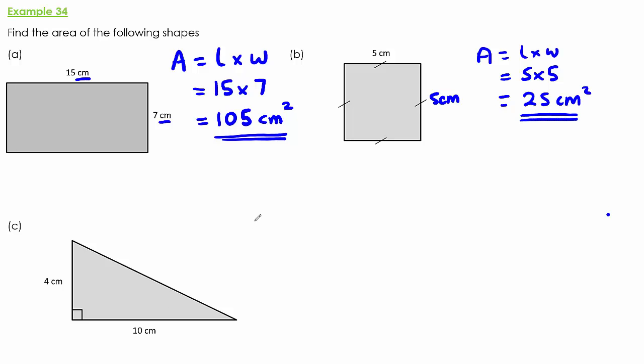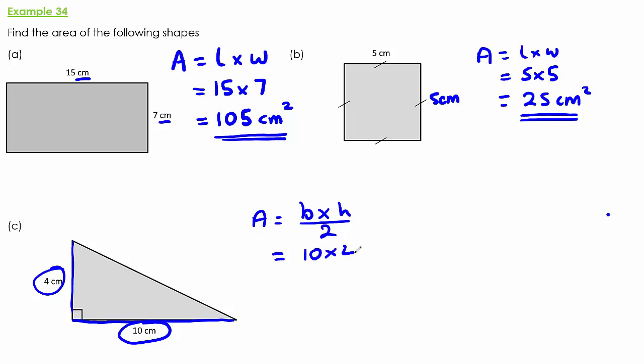Now for a triangle, the formula is a half times the base times the height. I find a lot of students prefer to do that as base times height divided by 2. So here the base is 10 and the height is 4. If it's a right angled triangle, you can just choose one short side as the base and the other one as the height. So that would be 10 times 4 and divide that by 2. Now that's pretty easy. 40 divided by 2 is 20.